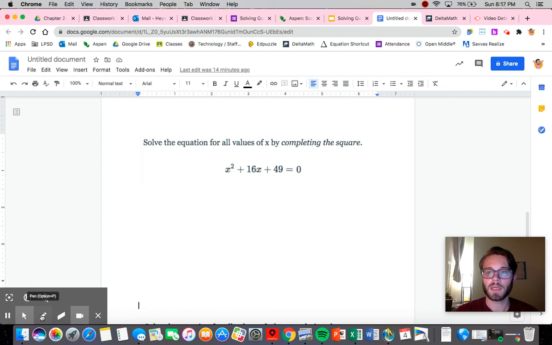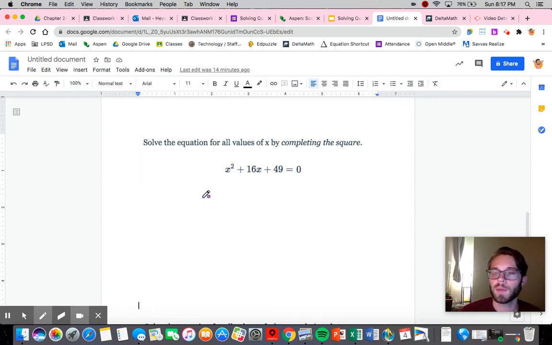Hi everyone, just wanted to take a minute to talk about how to complete the square to solve quadratic equations. Completing the square is one of the tougher techniques for solving a quadratic equation because there are a couple of important steps that you have to make sure you do not miss. As a reminder, what we're doing is making a perfect square trinomial so that we can ultimately use square roots to solve the quadratic equation.